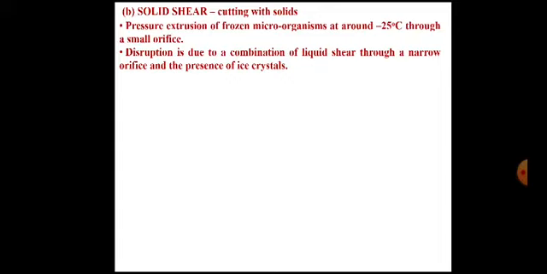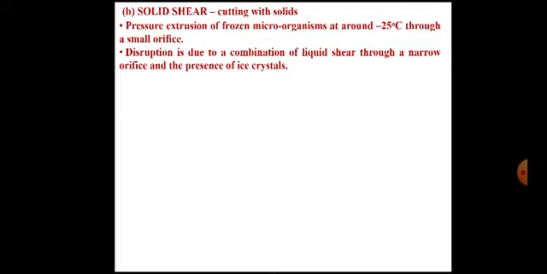Okay, then coming back to the methods, the next method is solid shear, that is cutting with solids. This involves the pressure extrusion of frozen microorganisms at around minus 25 degrees Celsius through a small orifice. The method is very simple. The microbial suspension is frozen at minus 25 degrees Celsius. That leads to the generation of ice crystals, and this frozen slurry of microorganisms is then allowed to pass through a small orifice.